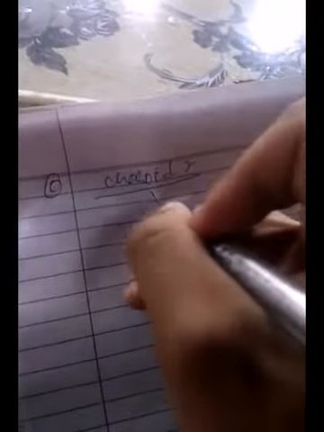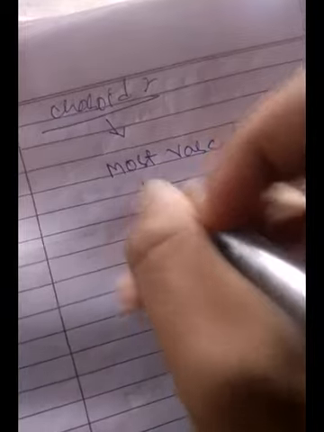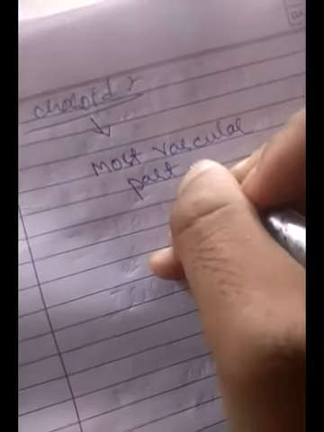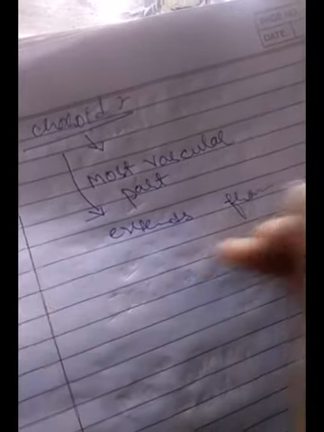The third part of the vascular coat is the choroid. It is the most vascular part. Which part of the uveal tract is most vascular? This is the choroid. It extends from the optic disc to the ora serrata.